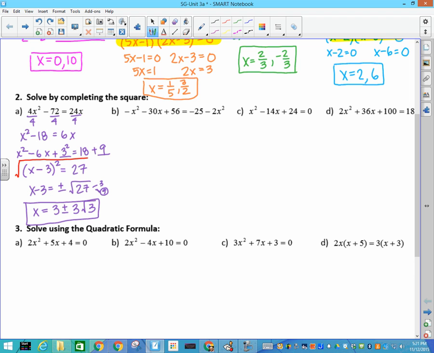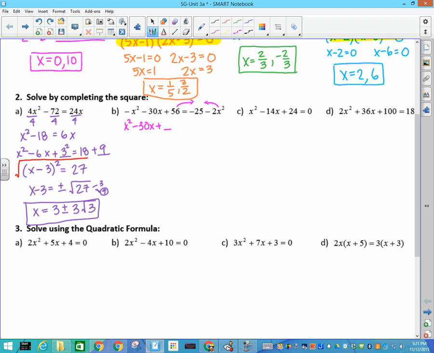Okay, look at this next one. I have a bunch of mess in here. I need to collect everything on one side. So I'm going to put my variables on the left side. So I'm going to move this one over there and this one over there. When I add 2x squared minus x squared, I'm going to have a positive x squared. I only have the 130x.